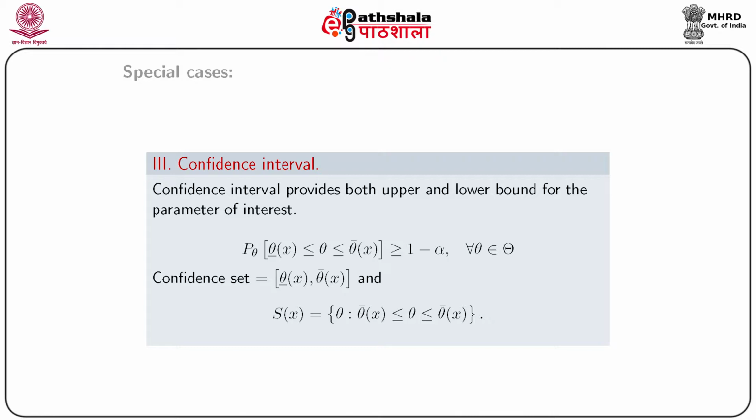Next we define confidence interval. A confidence interval provides both upper and lower bounds for the parameter of interest, that is, the probability under theta that theta lower bar x is less than or equal to theta, which is less than or equal to theta upper bar x, is greater than or equal to 1 minus alpha. Therefore the confidence set is theta lower bar x to theta upper bar x, and S of x equals the set of all theta such that theta lower bar x is less than or equal to theta is less than or equal to theta upper bar x.